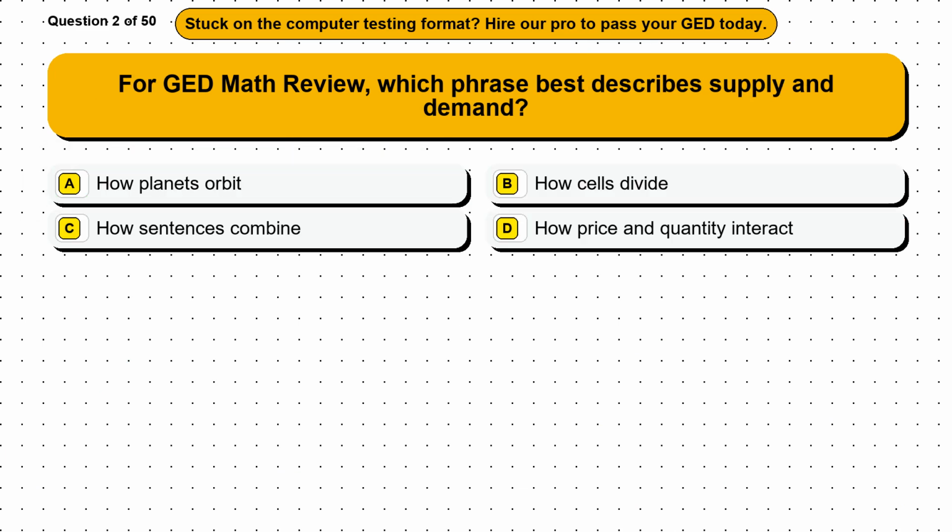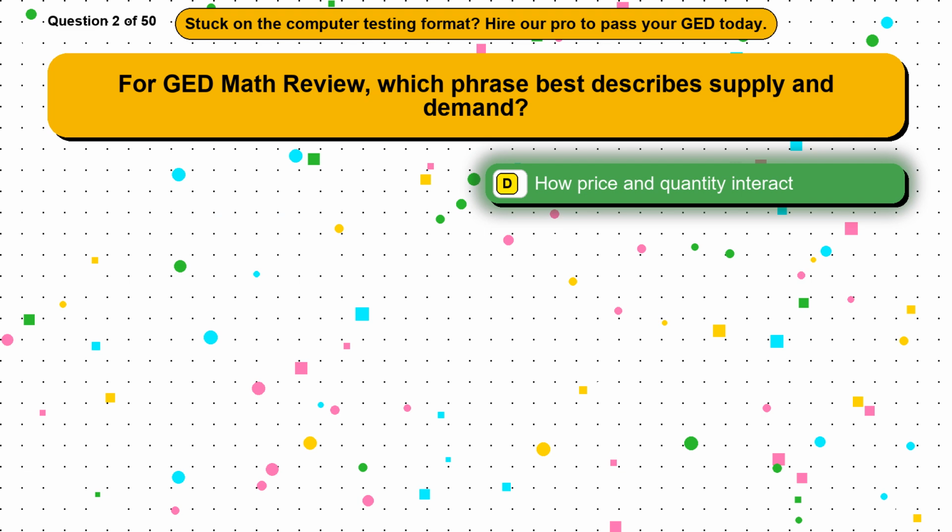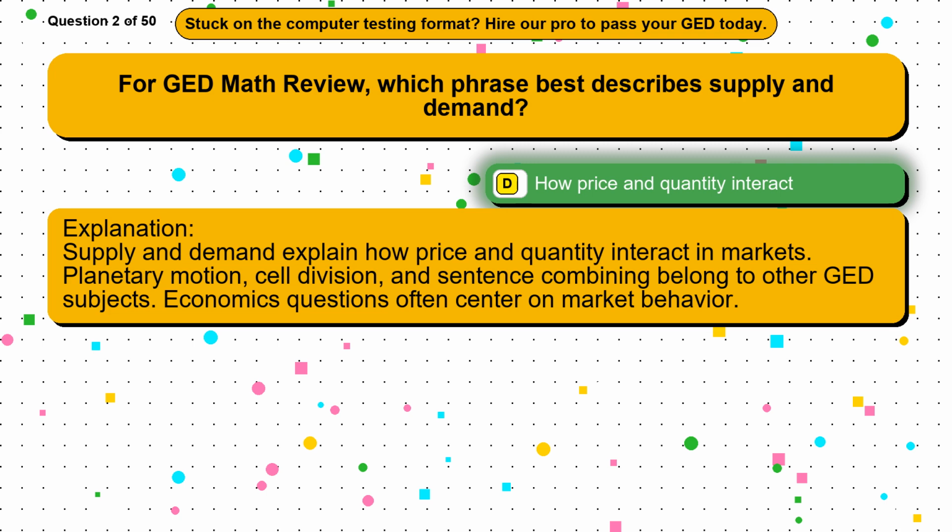Question 2. For GED Math Review, which phrase best describes supply and demand? Option A, how planets orbit. Option B, how cells divide. Option C, how sentences combine. Option D, how price and quantity interact. The correct answer is option D, how price and quantity interact. Supply and demand explain how price and quantity interact in markets. Planetary motion, cell division, and sentence combining belong to other GED subjects. Economics questions often center on market behavior.